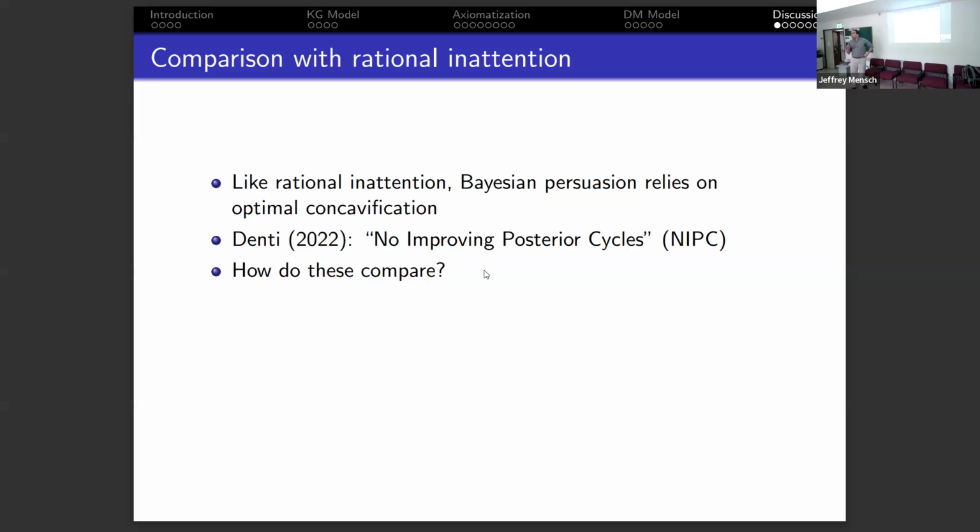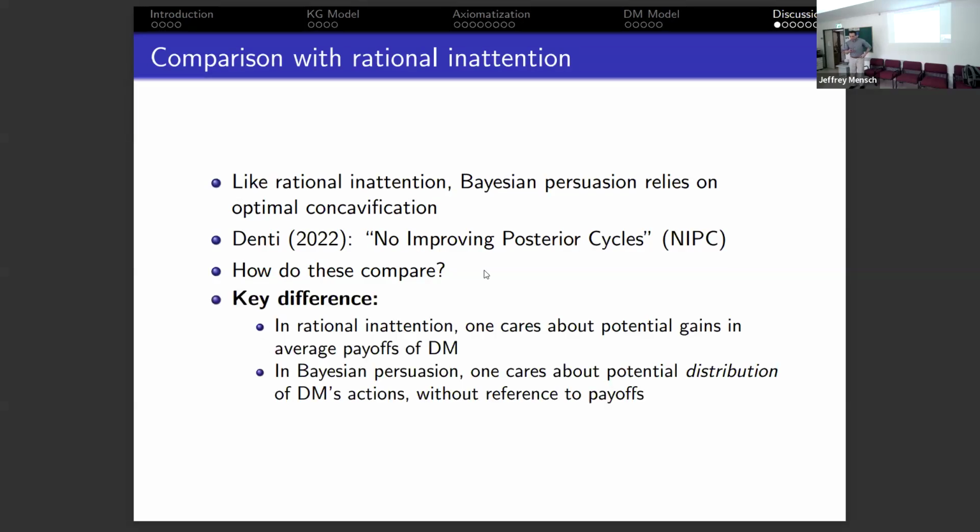So the natural question is, how do these things compare? Are we able to rule out one and not rule out the other? And the answer is going to be yes. The key difference is that in the case of rational inattention, the decision maker is both the one who cares about the ultimate payoff, as well as the distribution of signals. So as a result, when we're trying to test whether a distribution of signals is optimal, we want to take into account the average decision maker payoff from the distribution of posteriors.